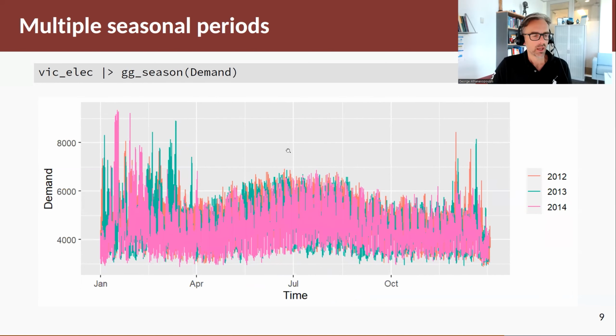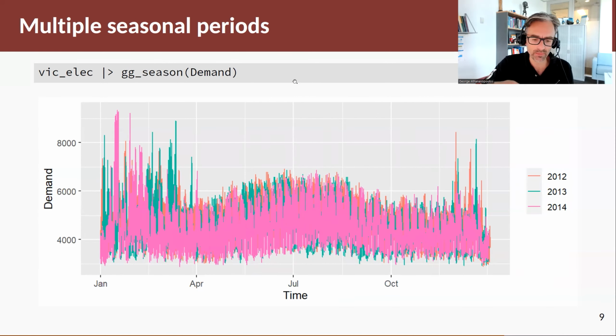So by default, with half-hourly data, there's multiple seasonality that takes place. So we have the time of the year, and by default, when I use gg_season, if I don't tell it anything else, it will plot the time of the year.